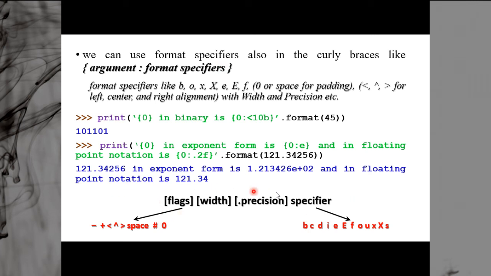Now in format specifiers, this is the syntax. If you remember the print command from the first video we went through, there also we discussed the same thing. The first thing is the flag. You can use the plus if you want the plus sign before the number. The minus sign will appear only if the number is negative, but if you want to display it before the number, you can use minus. Then you can use less than, caret, and greater than for left, center, and right justification.